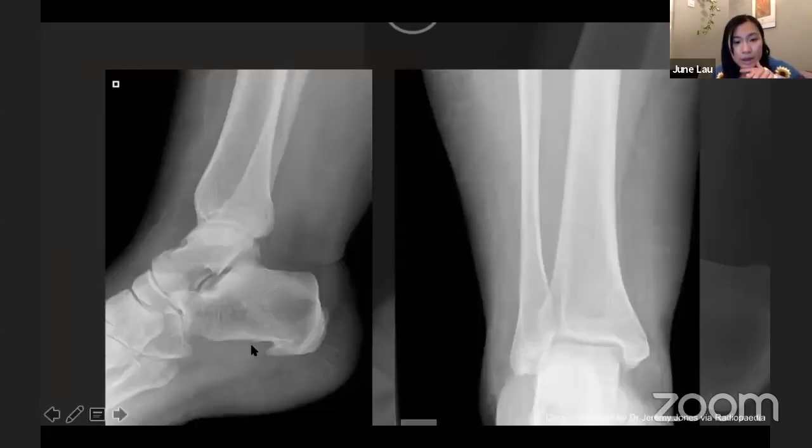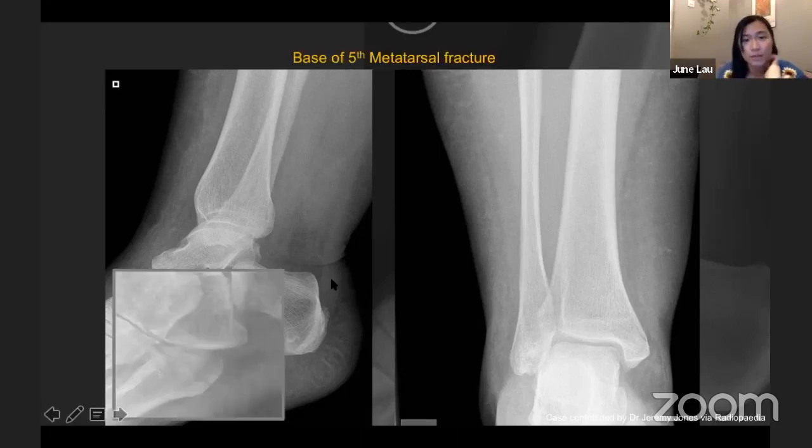The next one that we have is quite subtle, and apologies I didn't find a better film for this, but this is where it's important to assess the other bones that you can see, not just your fibula and tibia. This is a base of fifth metatarsal fracture, and here I tried to zoom it up, and this lucent line you can see here is a fracture of the base of fifth metatarsal.